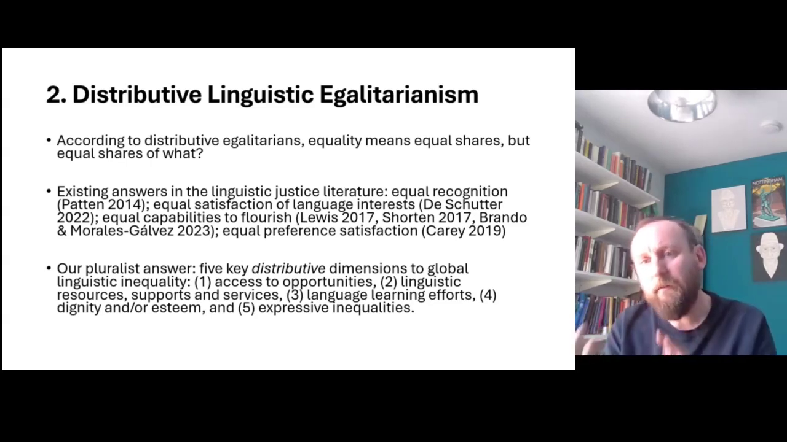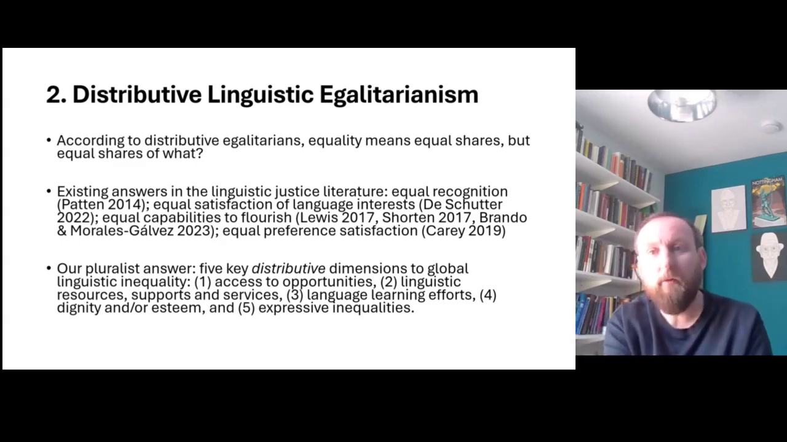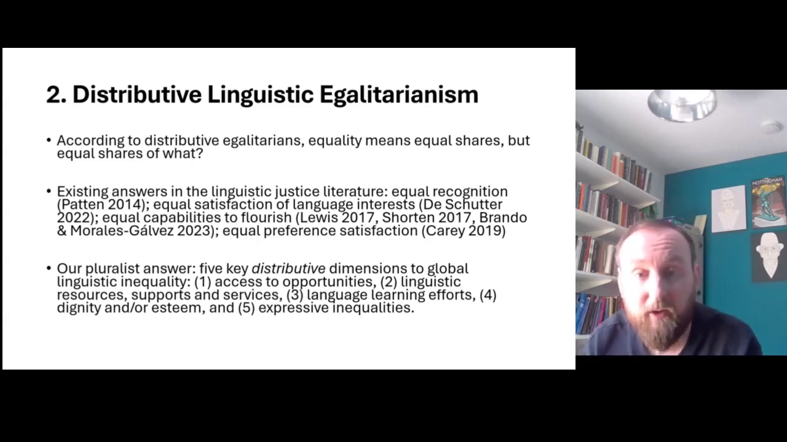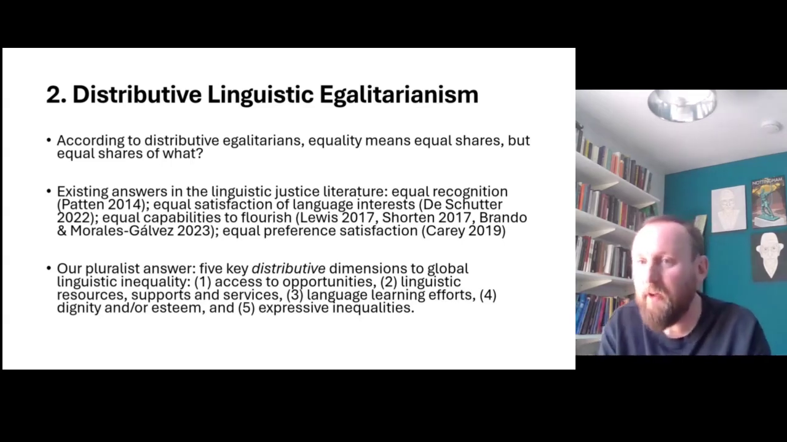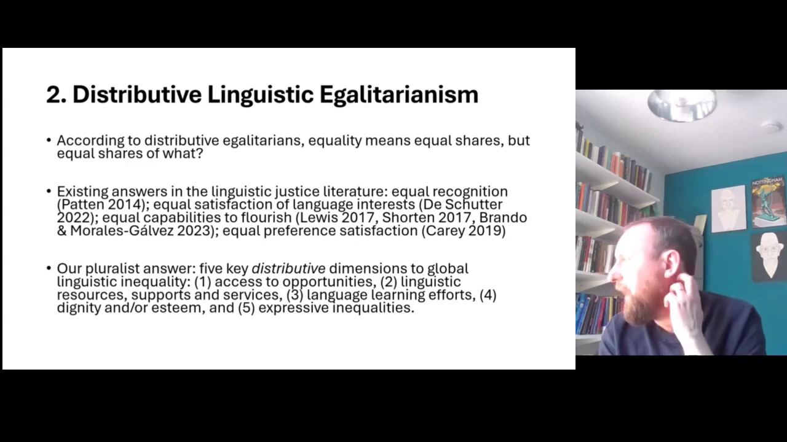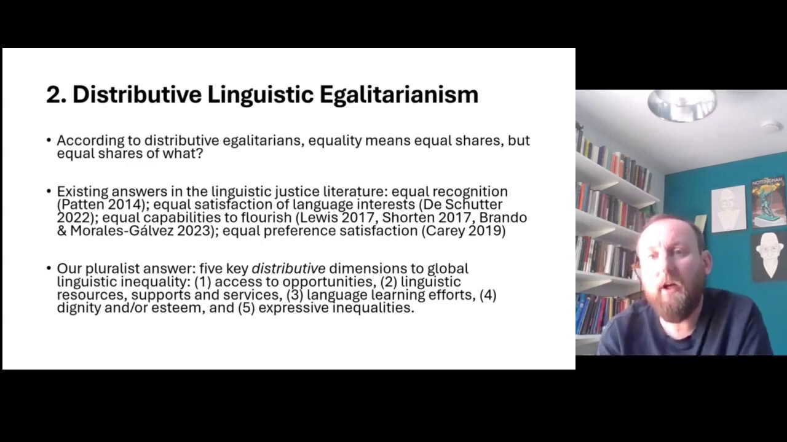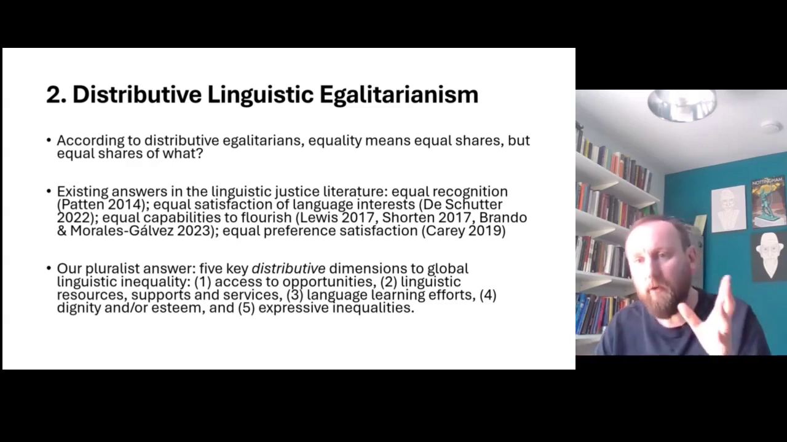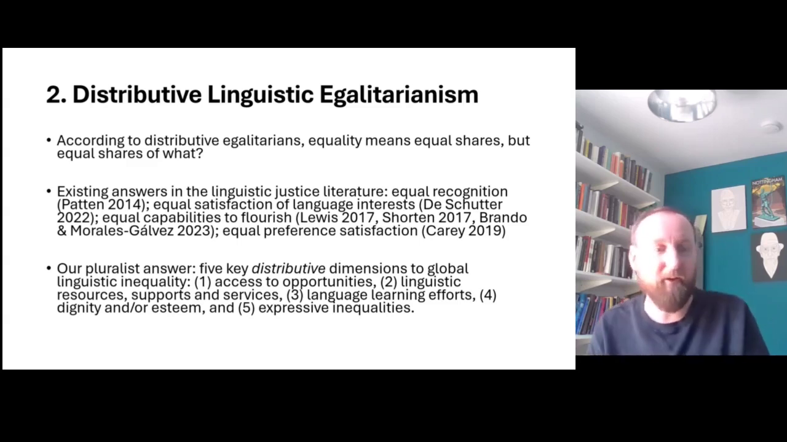What we do in the paper is identify 5 goods whose distribution seems to be really important and can be affected by the global language system. And we think that if we're really committed to ensuring that speakers of English are equals, then we should be interested in how these goods are distributed. Sergi will talk about them in detail, but they are, in short, access to opportunities, the extent to which you receive resources or supports or services for a language or a language variety, the efforts one puts into additional language learning, how the global language system affects your dignity or esteem, as well as how it affects your ability to express meaning to others. And all of those are goods that can be distributed, we think, by the global language system. And if we're committed to equality amongst speakers of English, then we should be interested in how those goods are distributed.